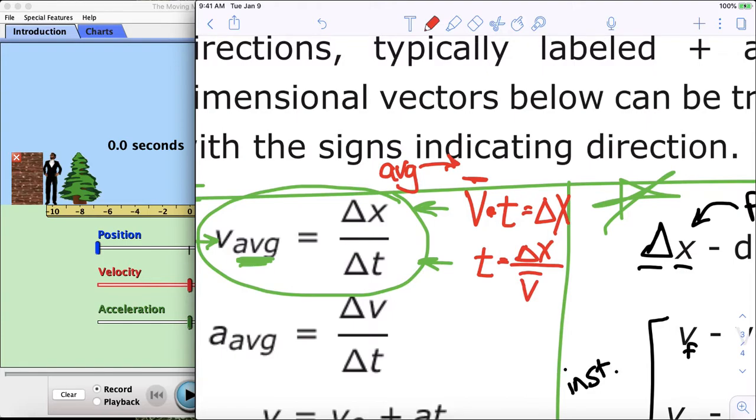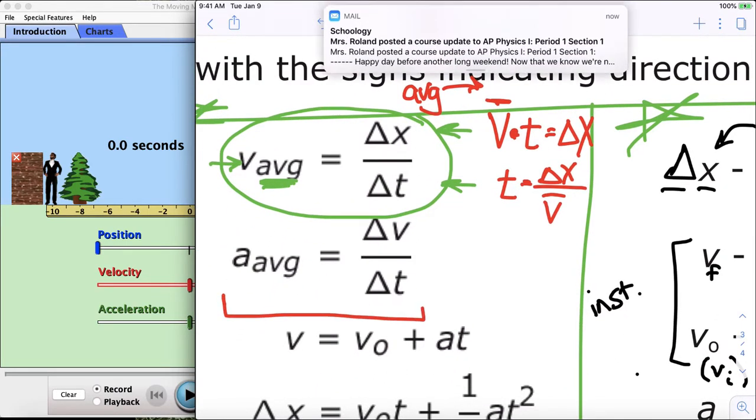All right, then we learned about this one. What does average acceleration mean?